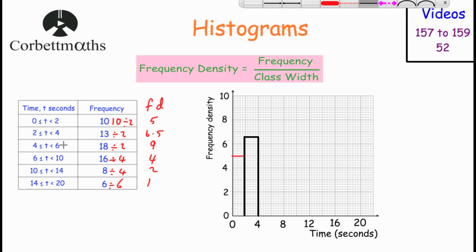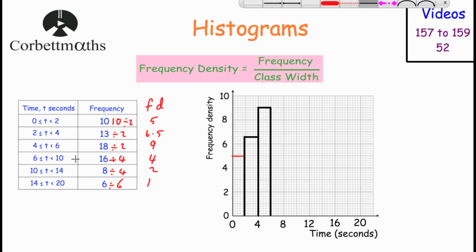Our next bar, from 4 to 6, goes up to 9. So again, we need to make that bar a bit higher. We're going to go up to 9 now, across and down. So we've done from 0 to 2 up to 5. We've done from 2 to 4 up to 6.5. And we've done from 4 to 6 up to 9.